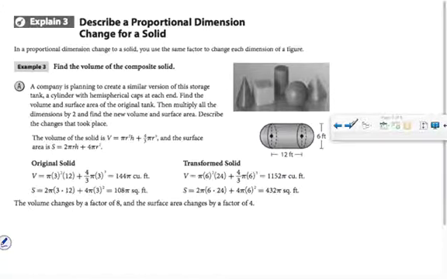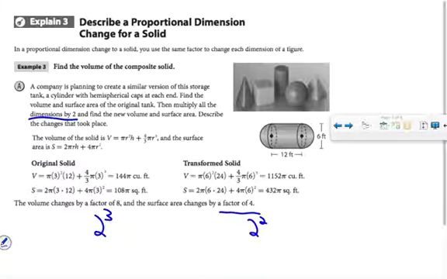So what happens when we're looking at three-dimensional shapes? In this diagram, you can see that they found the volume and surface area of this figure, this kind of pill-shaped looking thing, and then they transformed it by multiplying all of the dimensions by 2, so the scale factor is 2. Notice what happened. The surface area changed by a factor of 4, which happens to be 2 squared, and the volume changed by a factor of 8, which happens to be 2 cubed.